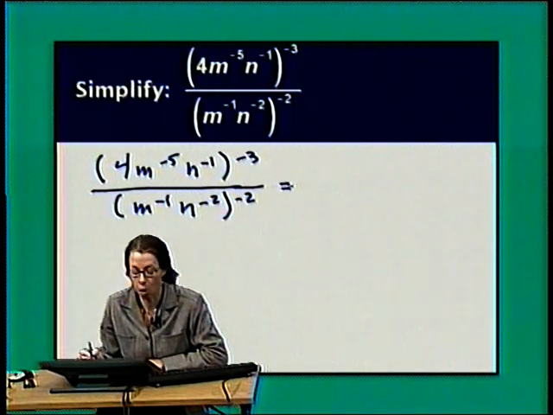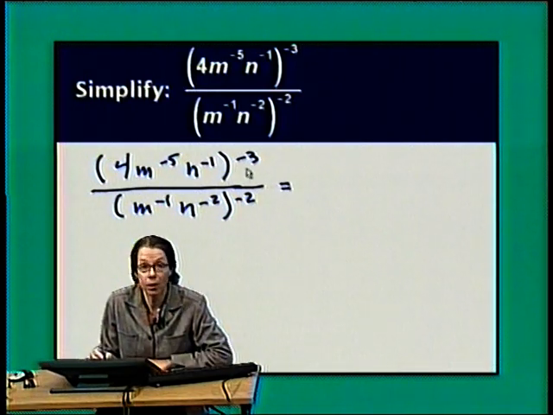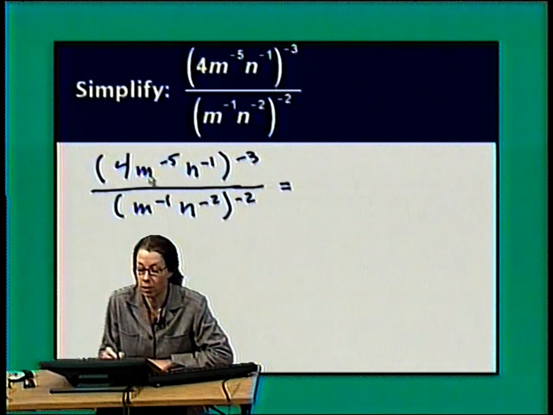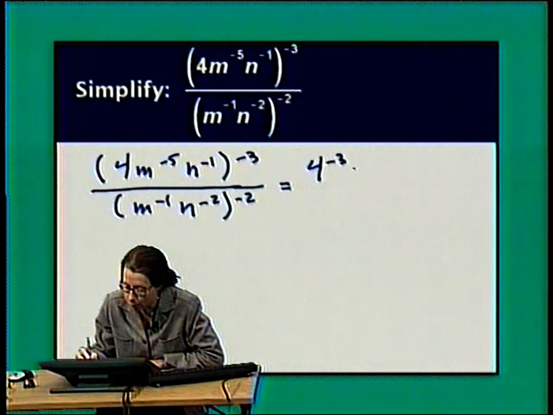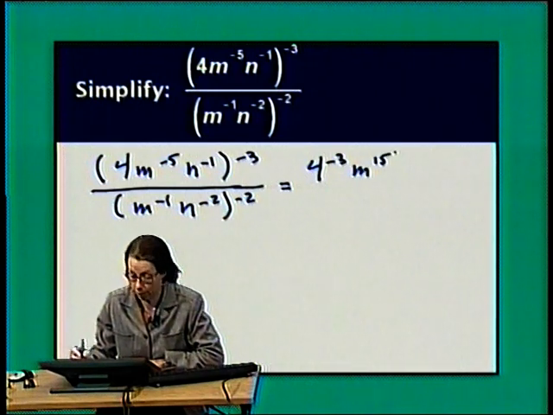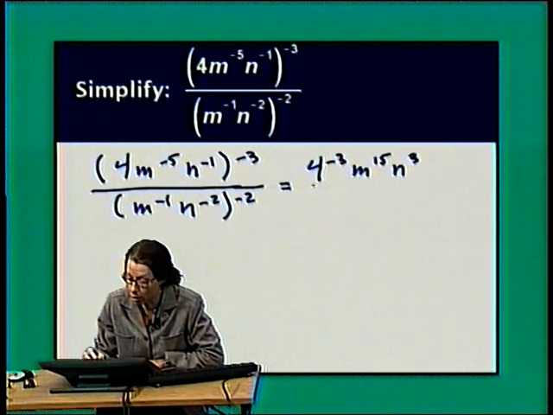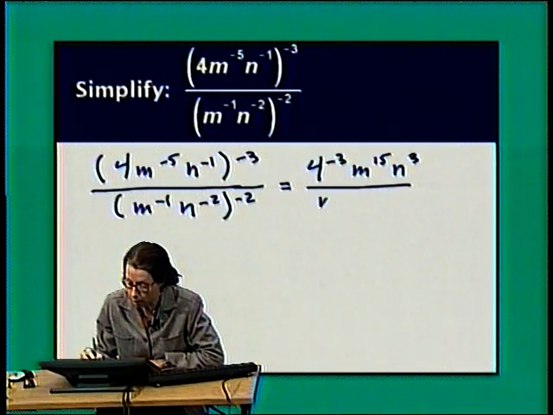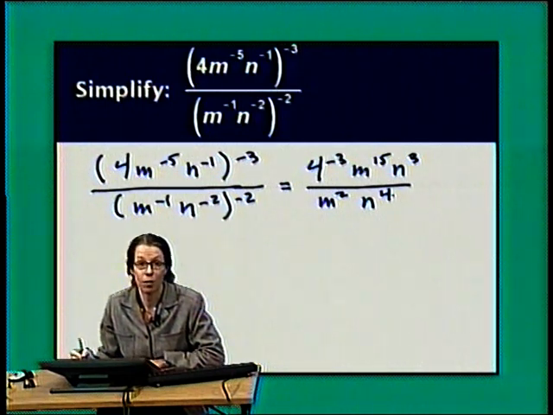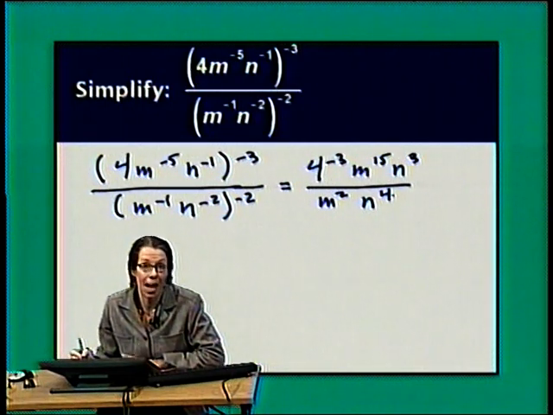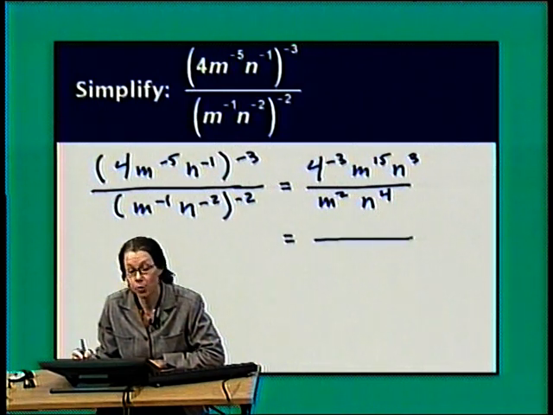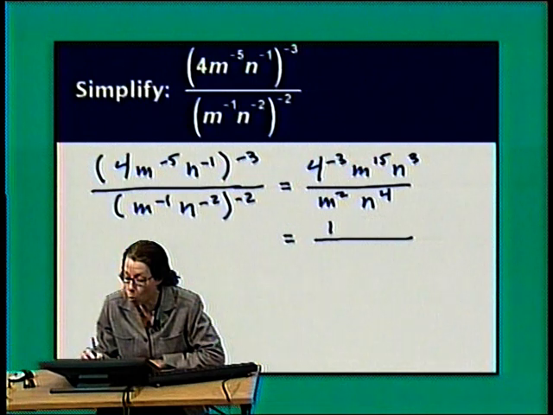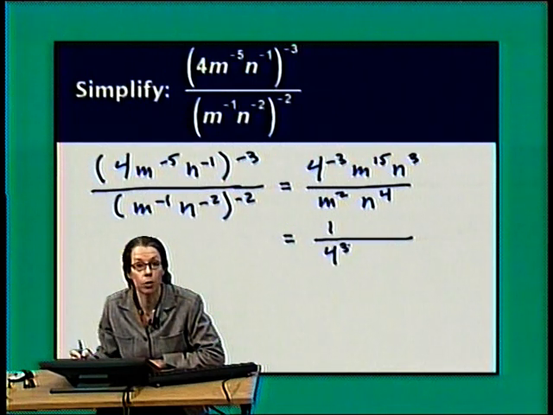So I'm going to just start by, in the numerator, distributing this exponent of negative 3 to each factor in the base. So I have 4 to the negative 3, m to the positive 15, n to the positive 3, all over m squared n to the 4th. So with the exception of the factor 4 to the negative 3, I've got a lot of positive exponents. Now 4 to the negative 3 is the same thing as 1 over 4 cubed.